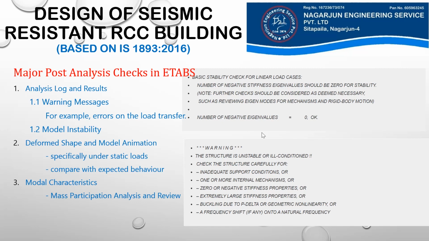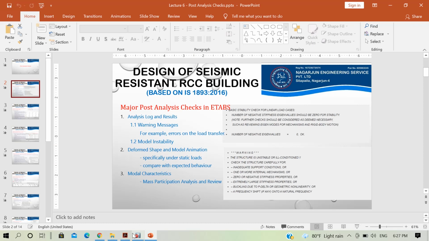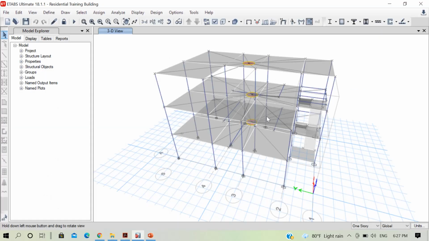Now we are left with checking the modal characteristics of the building, and besides that, we will also learn how to check for torsional irregularity in our building. First, let me go to my ETABS model.